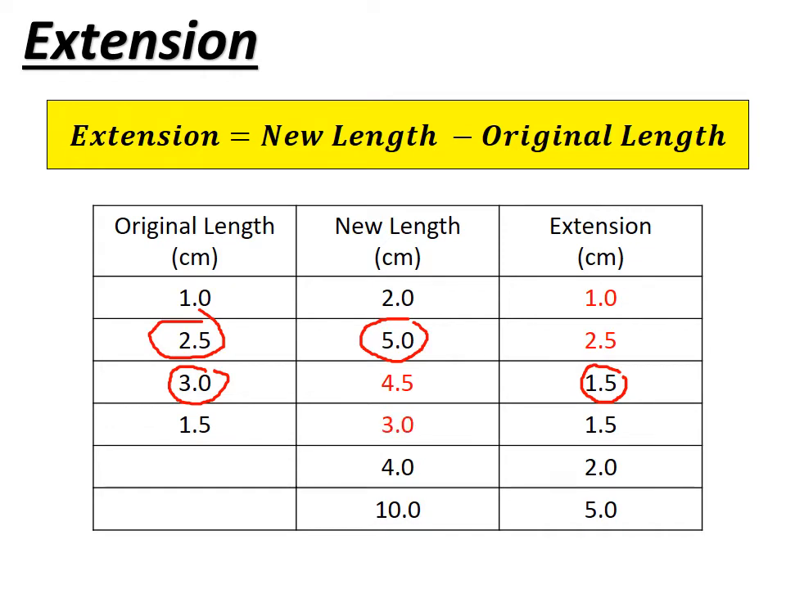Okay, so how do we get the original length? Well, this is the new length, 4, and we can subtract from that the extension. So the original length must be 2. Apply the same pattern underneath. The new length minus the extension is equal to 5.